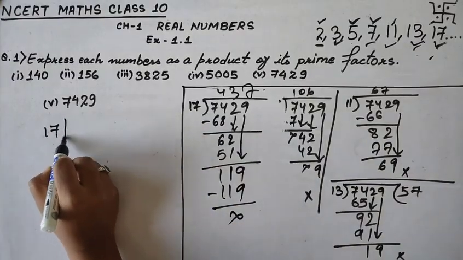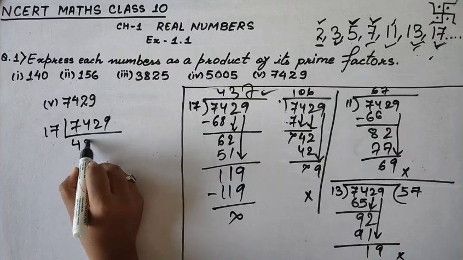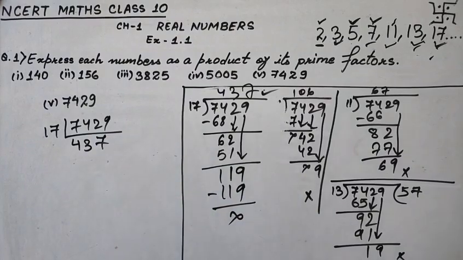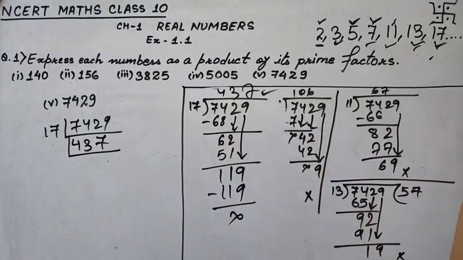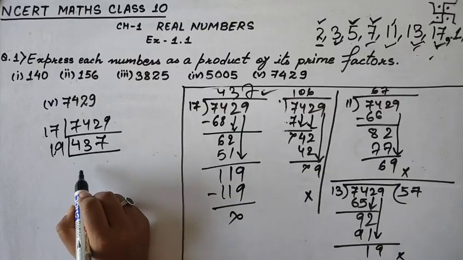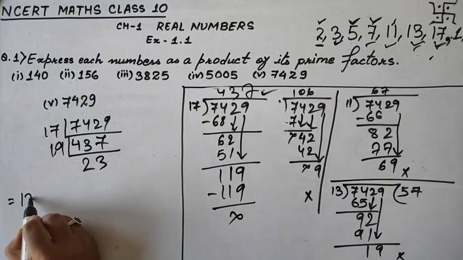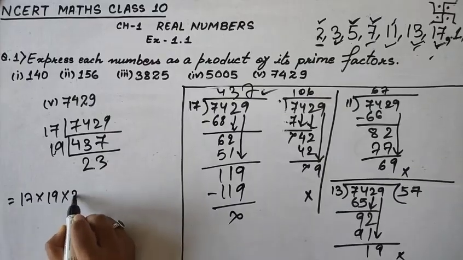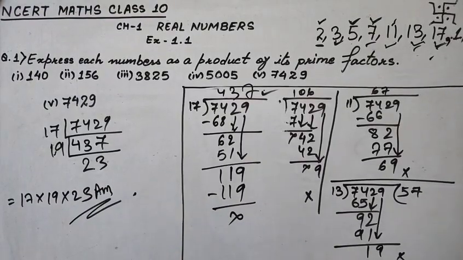So here what we can do is 7429, and what did we divide it with? 437. Fine. So next, for this number we have to move to the next prime number, that is 19. 19 will divide it to give 23. So your answer is 17 into 19 into 23. Here we came to the end of the video.